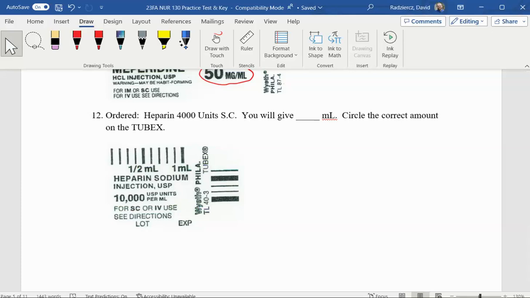Oh, okay. So would I circle the one mark right before the half milliliter marker? Correct. Because 1/2 is 0.5, right? So this is where your 0.4 would be. Sorry, that's not straight. But yeah, you'd circle it, and that would be your 0.4. You are correct. Thank you. You're welcome.